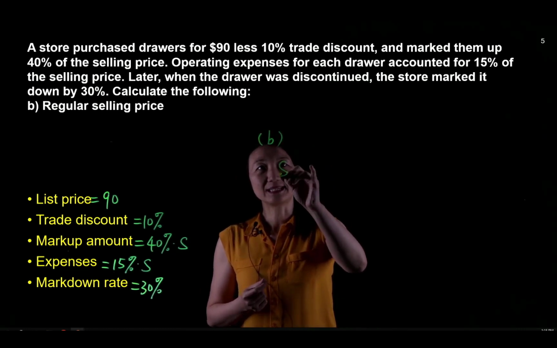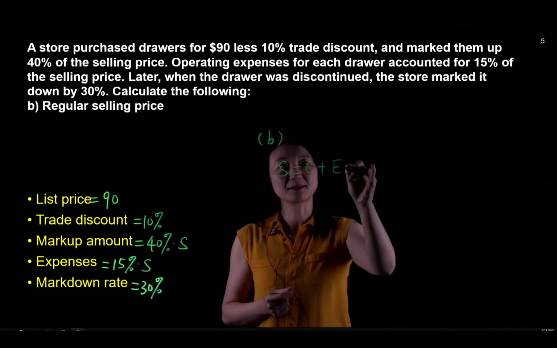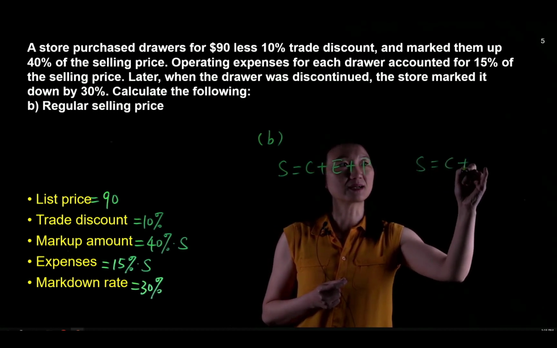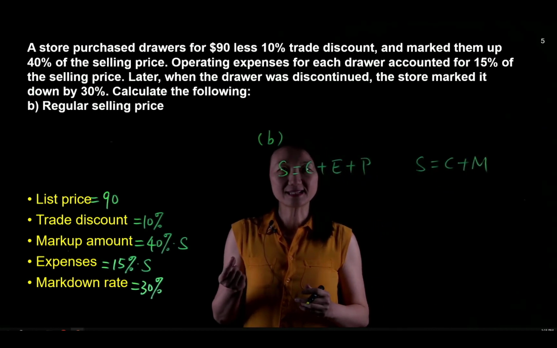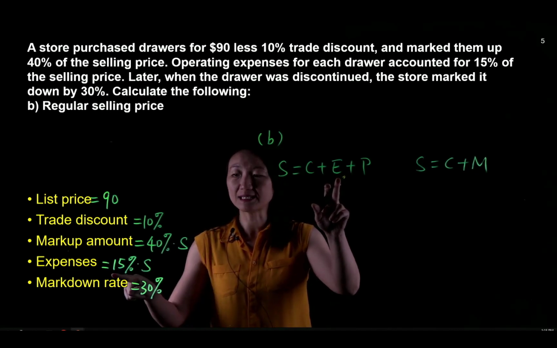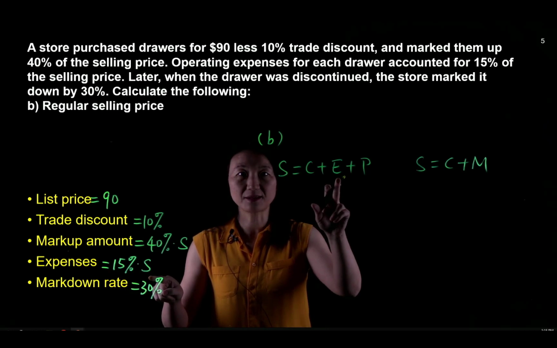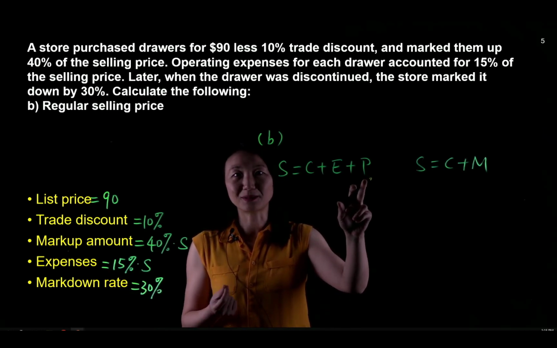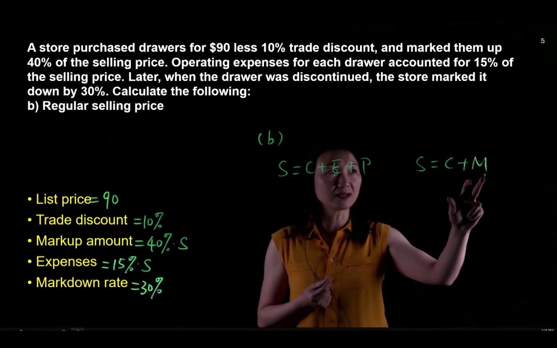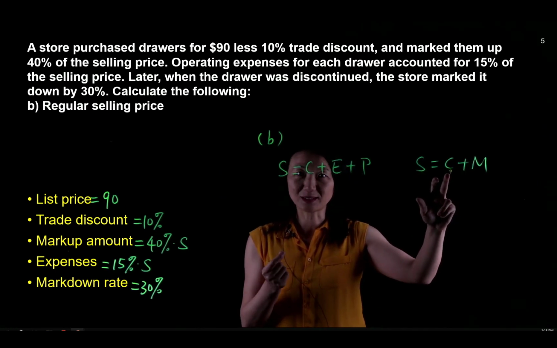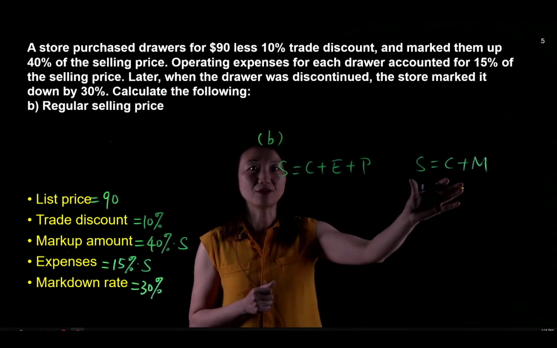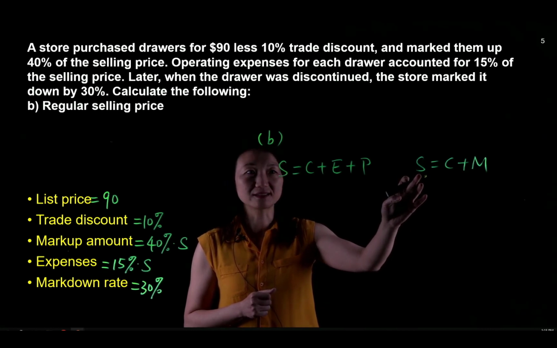Next, we'll calculate the regular selling price. Selling price can be written as cost plus expenses plus profit. It can also be written as cost plus markup. In this example, we already calculated cost. We have some information about expenses, which is 15% of regular selling price. We know nothing about profit. If you look at the selling price as cost plus markup, we know cost, $81. We have information about markup. So that's the formula we're going to use to find regular selling price.